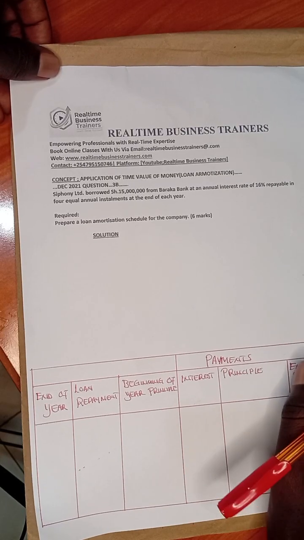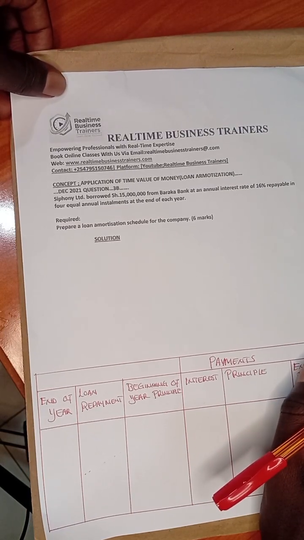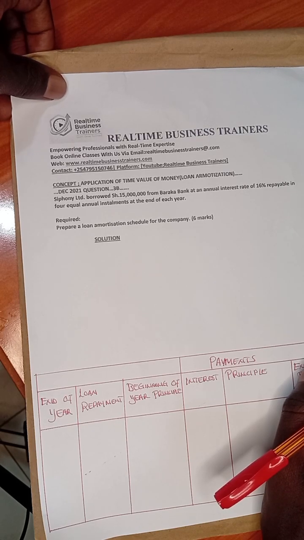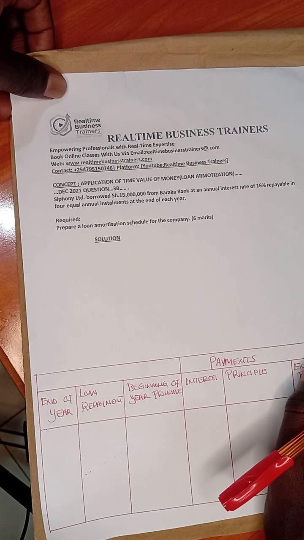So the question reads: Symphony Limited borrows Kenya shillings 15 million from Baraka Bank at an annual interest rate of 16%, repayable in 4 equal annual installments at the end of each year. Required: prepare a loan amortization schedule for the company.